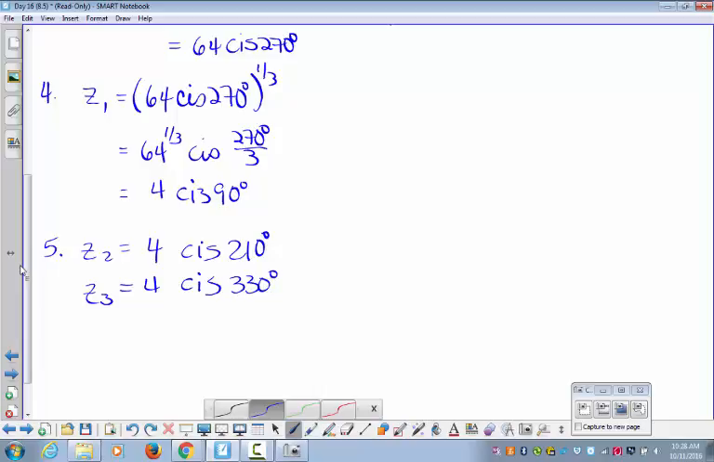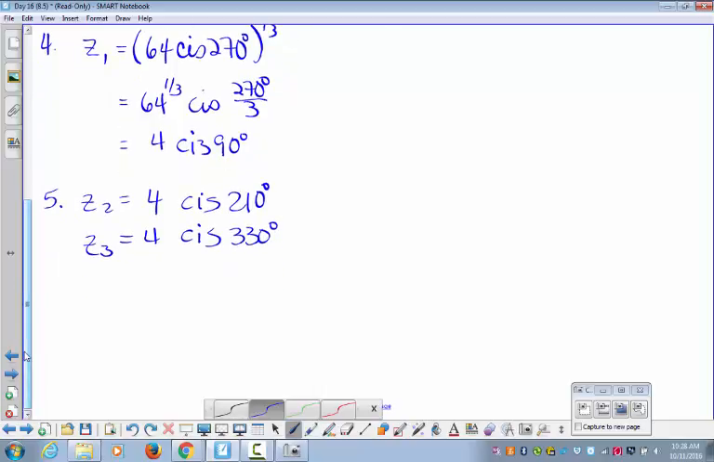Now we only have one step left. Convert back to a plus bi form. So z1, come up here. It's 4 times CIS 90 degrees. So we need to convert this back to a plus bi. Cosine of 90 is 0. So the a plus bi form of that number, that's going to be a unit circle number. So it's going to be 0 plus 1i. Sine of 90 is 1, so that's the coefficient of i. Cosine of 90 is 0, which is this number up in front, the a, if you will. All right, z1, and that we can, of course, simplify. That's 4i.